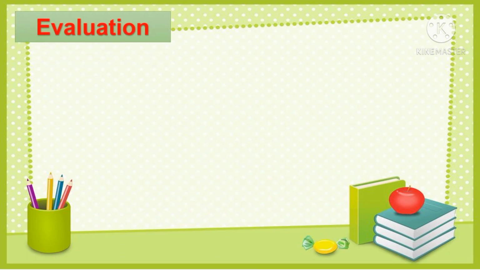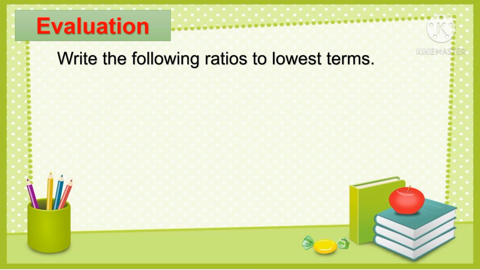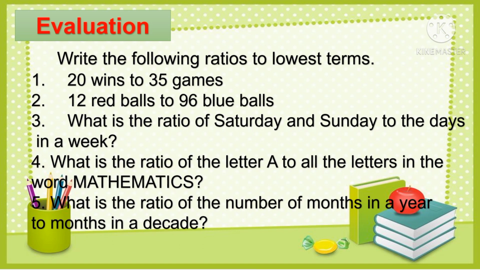Let me see if you really understand the lesson. Let's have some activities. Write the following ratios in lowest terms. Number 1, 20 wins to 35 games. Number 2, 12 red balls to 96 blue balls. Number 3, what is the ratio of Saturday and Sunday to the days in a week? Number 4, what is the ratio of the letter A to all the letters in the word mathematics? Number 5, what is the ratio of the number of months in a year to months in a decade?